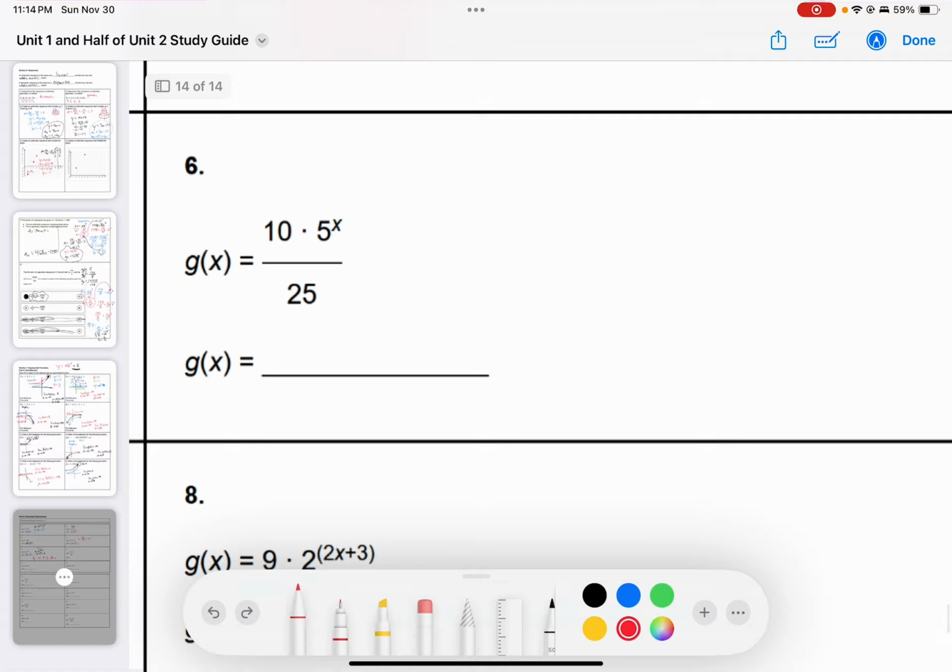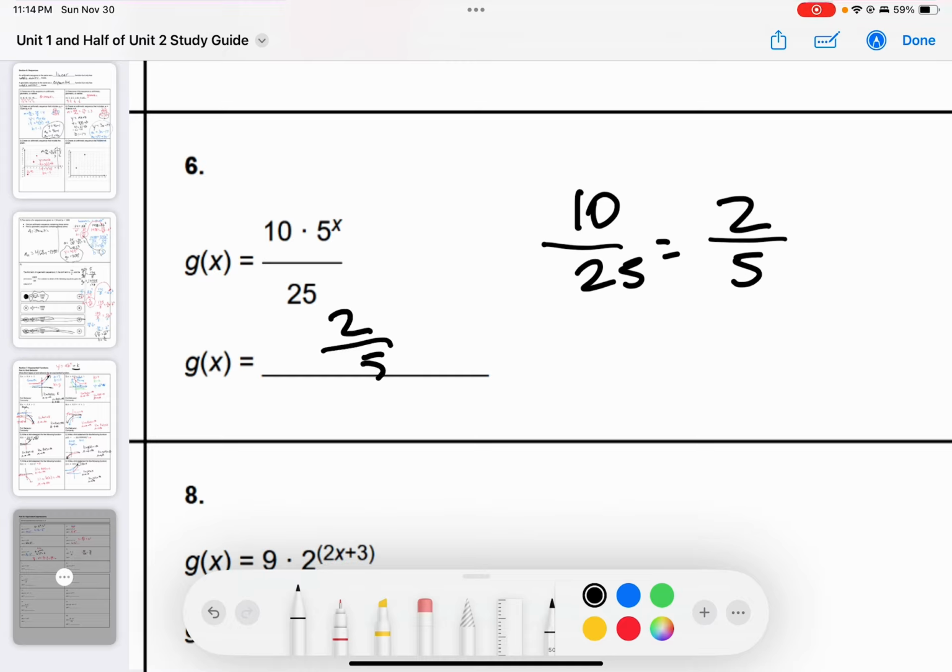All right, these are pretty difficult. Okay, 10 times 5 to the x over 25. Well, I mean, 10 over 25, I just want to simplify this. Divide by 5, I get 2/5. It's really 2/5 times 5 to the x.